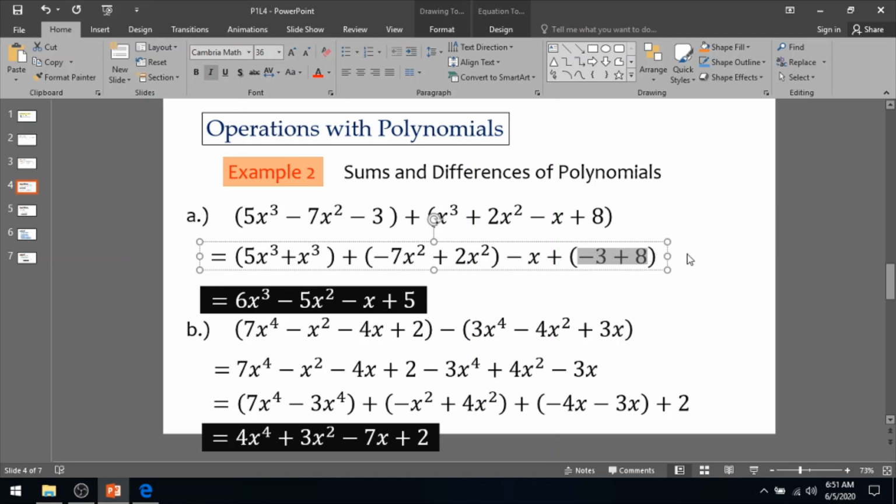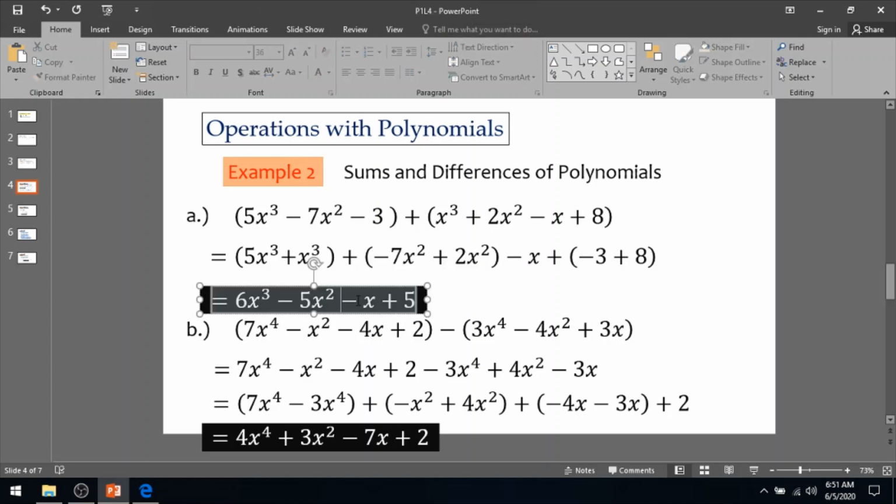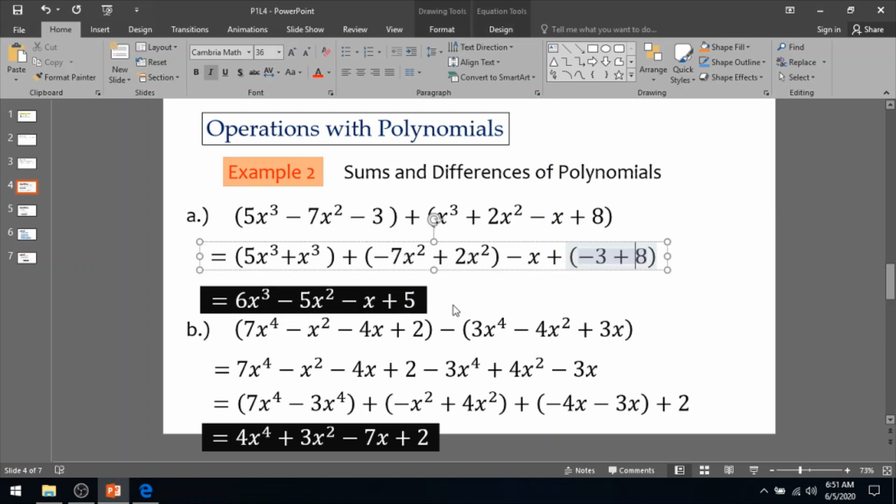Okay? And solving further, 5x cubed plus x cubed is 6x cubed. Negative 7x squared plus 2x squared is negative 5x squared, negative x, and negative 3 plus 8 is positive 5. So that is the answer for letter A.